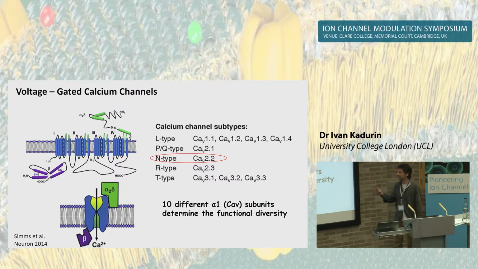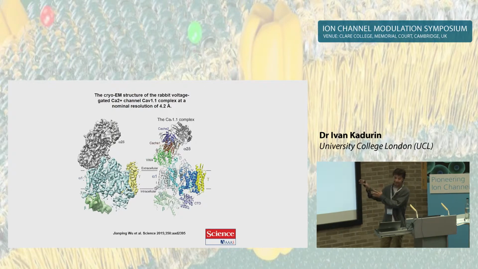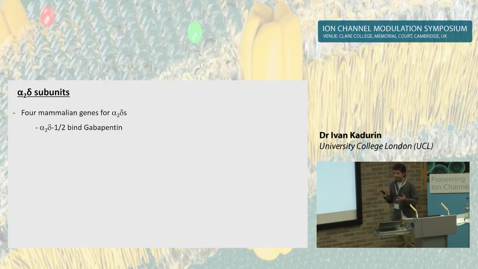The function of alpha-2 delta has not been well understood. What I'm showing is a recent cryo-EM structure of the skeletal muscle version of the calcium channel, in all its beauty. You have the alpha-2 delta subunit entirely extracellular, interacting with the channel only at the exofacial interface. The function of this subunit has been difficult to understand because it is very challenging biochemically.